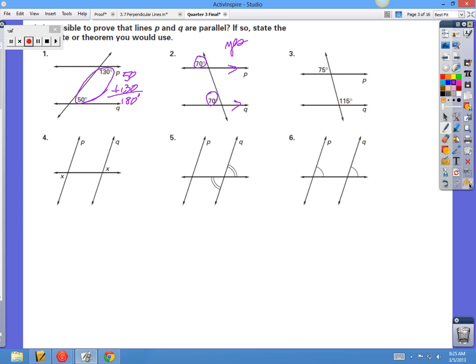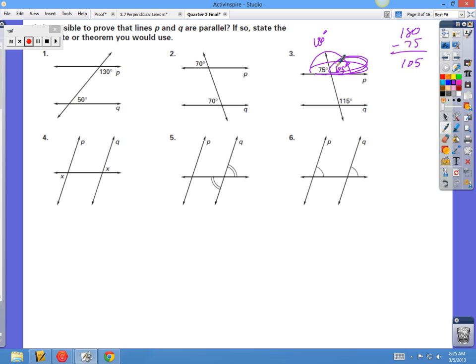Number 3, you got to add something to it. There's really not enough info as it is, but I know that this whole line right here is 180 degrees. So if 75 of it's being used on the left side, how much is left over for the right? 180 minus 75, and I'm going to get 105. So this angle right here is 105 degrees.